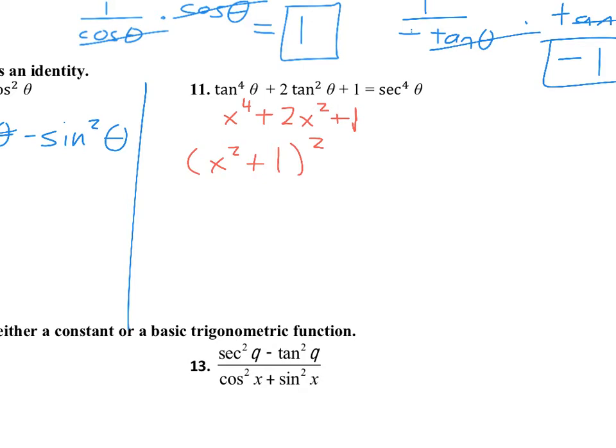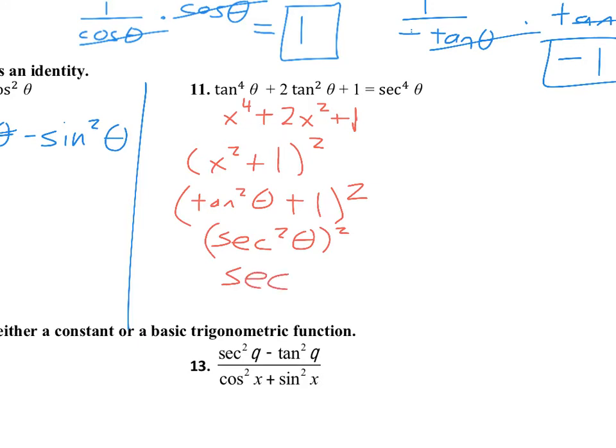Okay, but changing it back to tangent, so this is tangent squared of theta plus 1 and then that whole thing squared. So the parentheses would then become secant squared theta, and this whole thing squared. When you square a square, you have secant to the fourth theta.